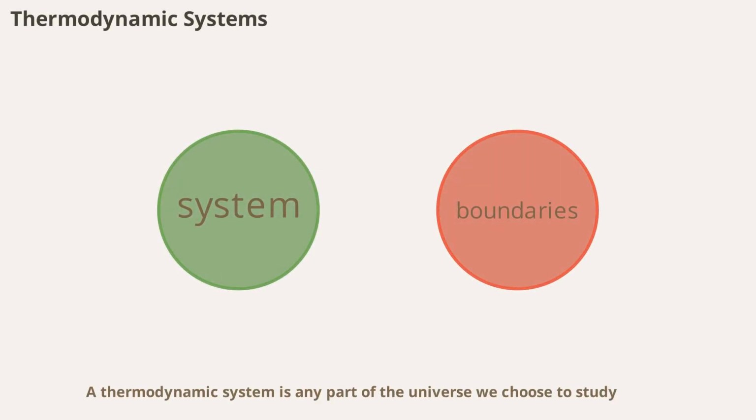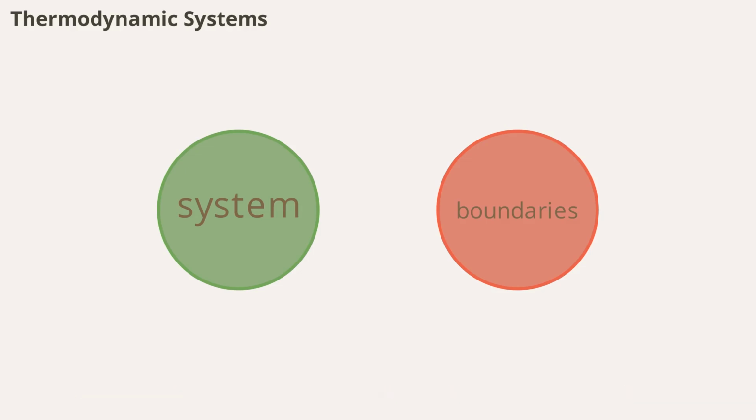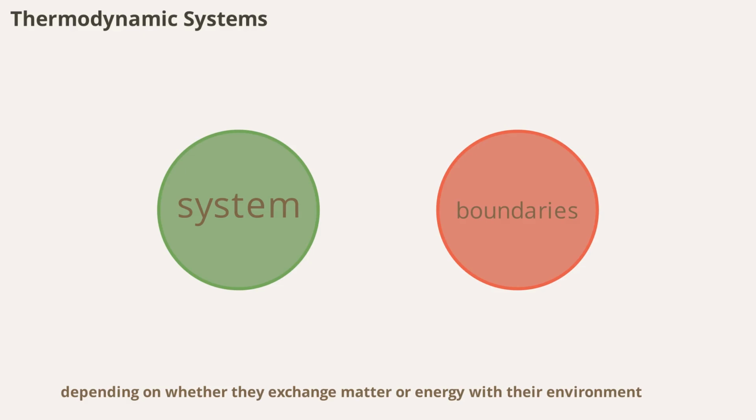A thermodynamic system is any part of the universe we choose to study, separated by boundaries from its surroundings. Systems can be open, closed, or isolated, depending on whether they exchange matter or energy with their environment. Understanding the type of system is crucial for analyzing energy flows and predicting how processes will unfold.